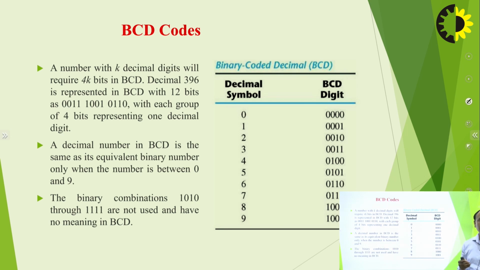The first code is the binary coded decimal. The binary coded decimal is the binary representation of the decimal number. For representing up to 9, we need at least 4 bits, so each BCD code must contain at least 4 bits. As you can see, for 0 we have 0000, for 1 we have 0001, 2 is 0010, and up to 9 is 1001. So each decimal digit is represented in the form of a binary number.